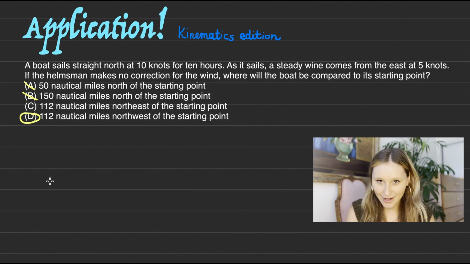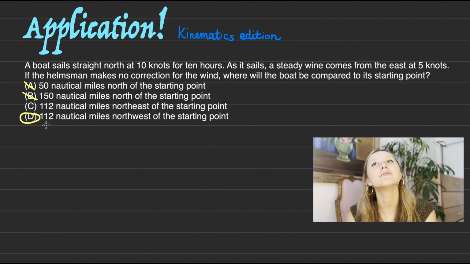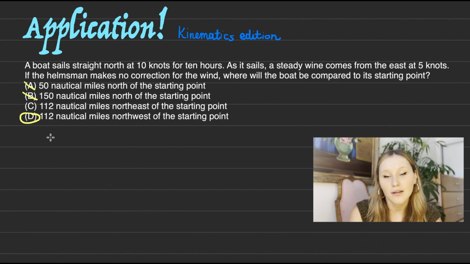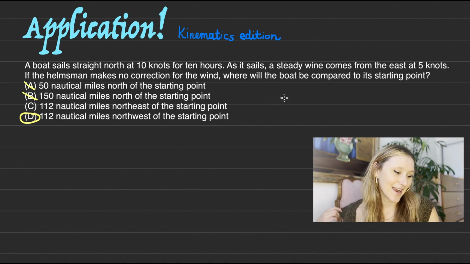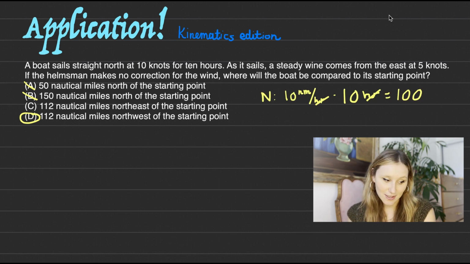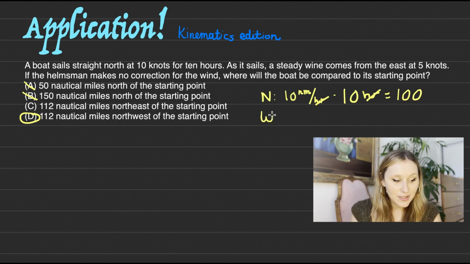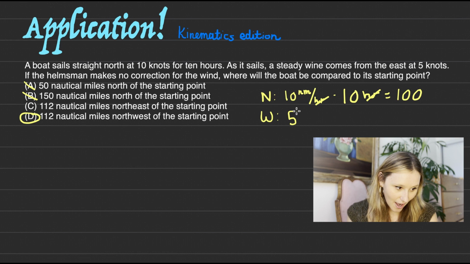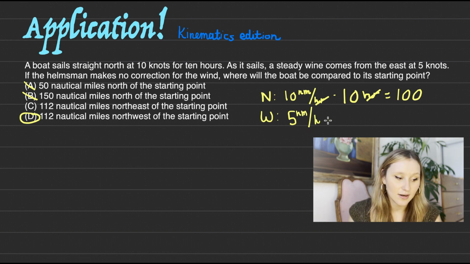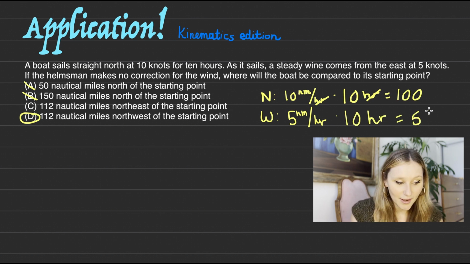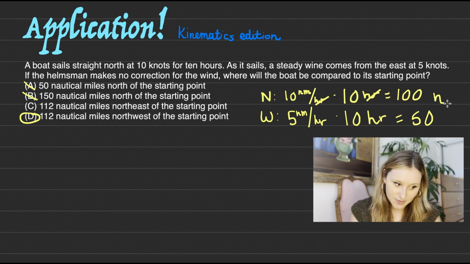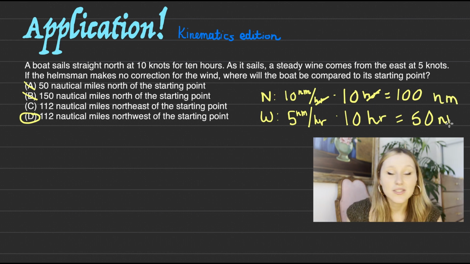So we already have our answer here, but say I wanted you to find the number. Let's just do it for fun and games, you know, for S and G's. Let's find the direction north. So if it's going north at 10 nautical miles per hour for 10 hours, cancel out the hours, we get 100 nautical miles. Similarly, for the westward direction, it's going 5 nautical miles per hour for 10 hours, we get 50 nautical miles.